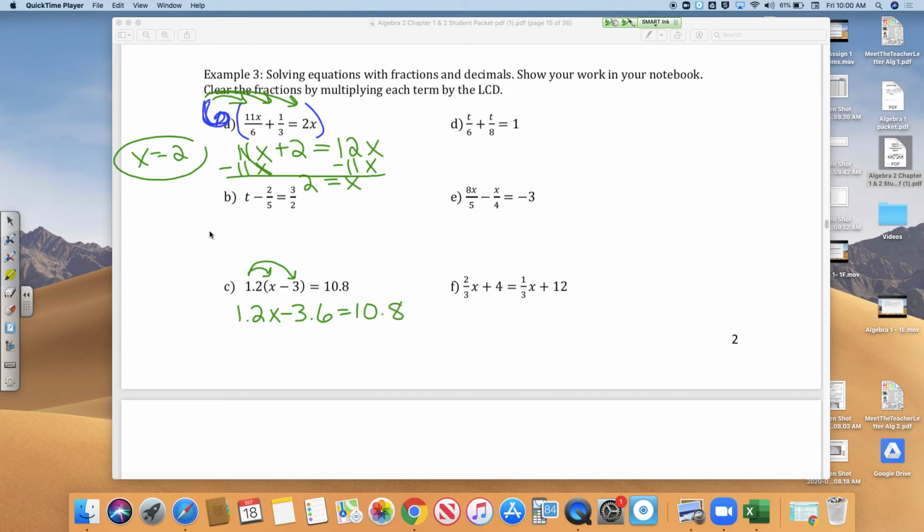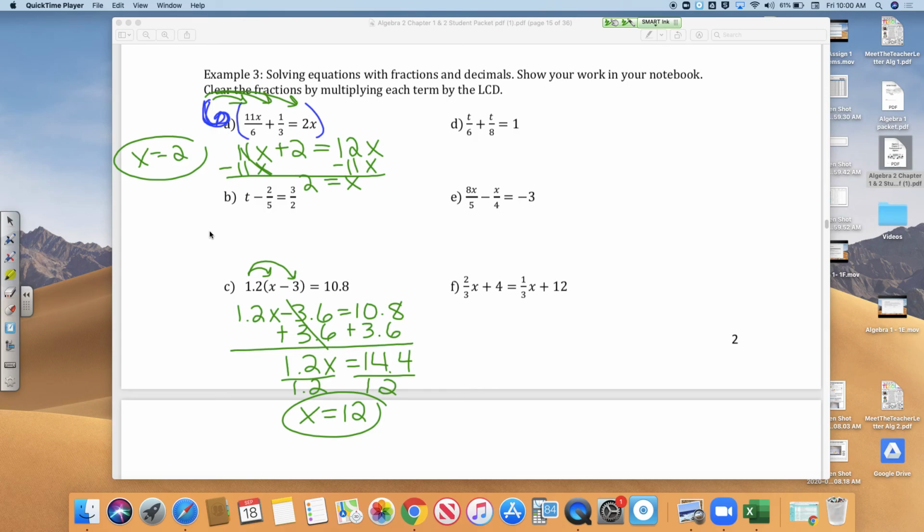Now, I don't mind working with decimals, so I will just deal with it and not multiply anything by anything. So what I'm going to do here is solve this by adding 3.6 to both sides. All right, and when I do that, I'm going to get 1.2x equals 14.4. Then to cancel out the multiplication, I'm just going to divide by 1.2. And I get a nice, easy answer, 12.